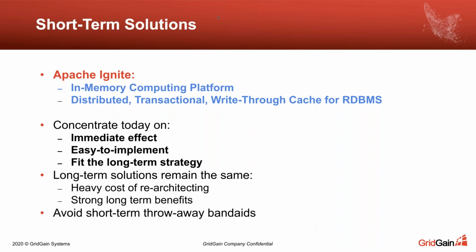The solution that we're pitching to our customers, and we believe it is a very effective solution that fits all three categories of immediate impact, easy to implement, and fit with the long-term strategy, is using Apache Ignite as advanced caching in front of the typical RDBMS, whatever that may be: Oracle, MySQL, Postgres. We support any SQL database that has JDBC drivers. So we'll talk about this.